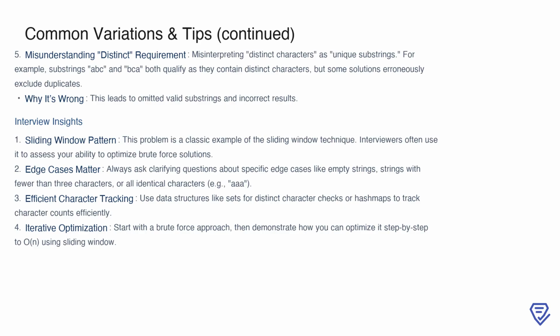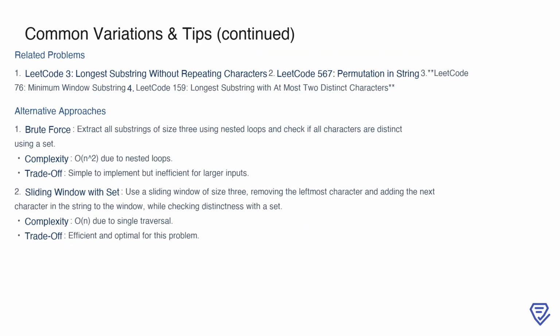This problem shares similarities with other common LeetCode challenges that involve substring manipulation. Examples include LeetCode 3, which asks for the longest substring without repeating characters, and LeetCode 567, focused on checking if a permutation of one string exists in another. Other related problems are LeetCode 76, which finds the minimum window substring, and LeetCode 159, which involves finding the longest substring with at most 2 distinct characters.